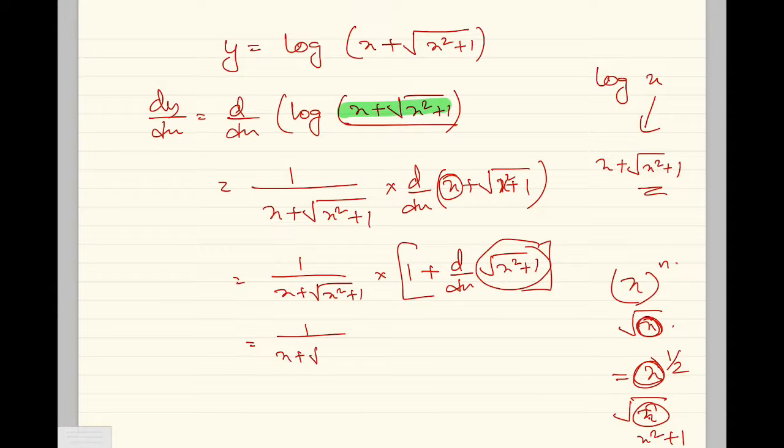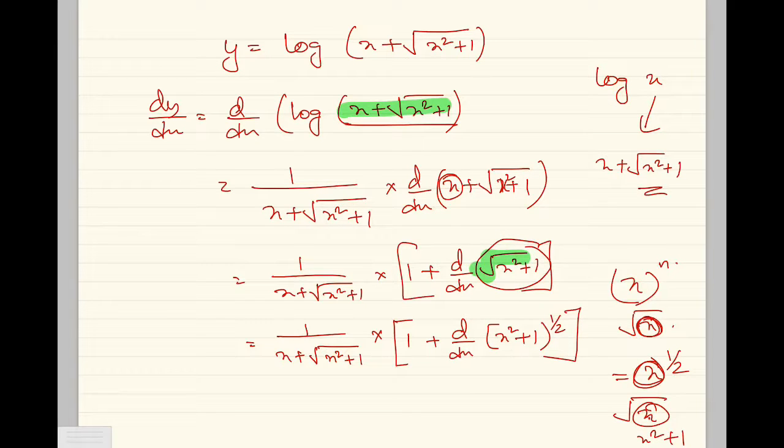Okay, so have a look, everyone. I'll show you. Into, let me write you 1 plus d/dx of, how do you handle it? This can be written as x square plus 1 to the power half, because everyone knows square root means, this square root means what, everyone?